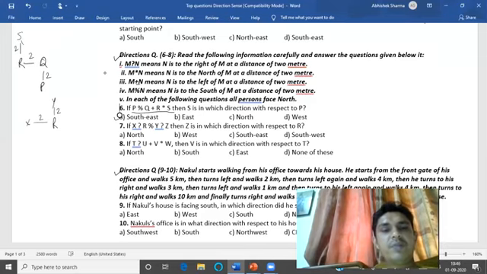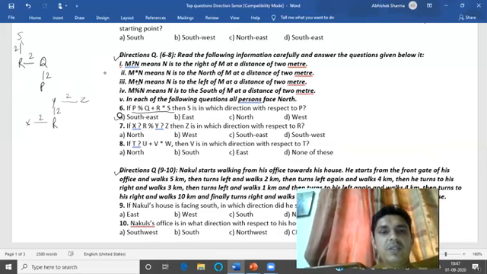Thereafter again question mark. The meaning of question mark is to the right at a distance of 2 meter. That means this will be like this, Z is 2 meter to the right. So the question is, Z is in which direction with respect to R? So Z is simply north. Z is in which direction with respect to R? So this will be north, south, east, west.